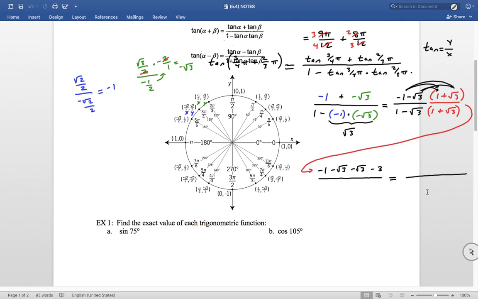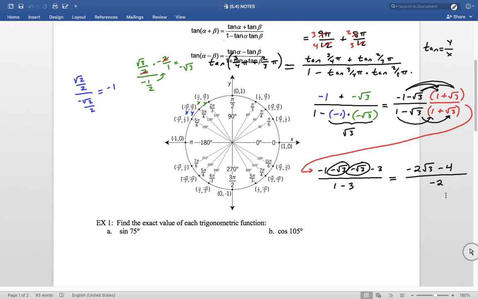I'll give you a couple seconds to catch up there. I'll just go ahead and clean up my numerator here. There's a couple of rad 3's, but they're negative. So that's negative 2 rad 3. And then you got a negative 1 and a negative 3. That's negative 4. My denominator, remember, with conjugates, all you have to do is multiply the first and the last because the middle terms cancel out. So 1 times 1 is 1. Negative rad 3 times positive rad 3, again, is negative rad 9 or negative 3. And so 1 minus 3 is negative 2.